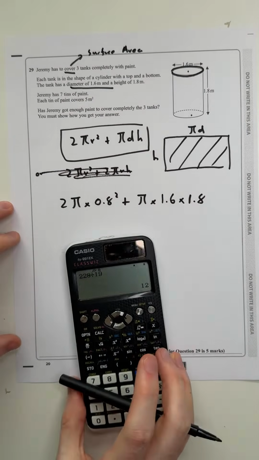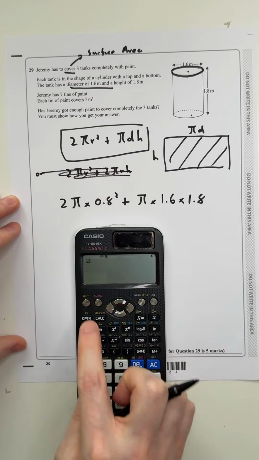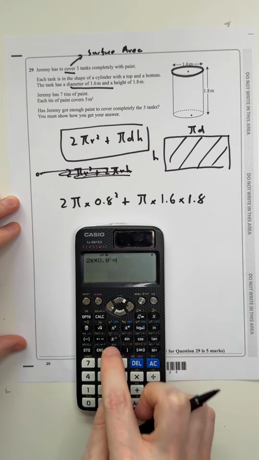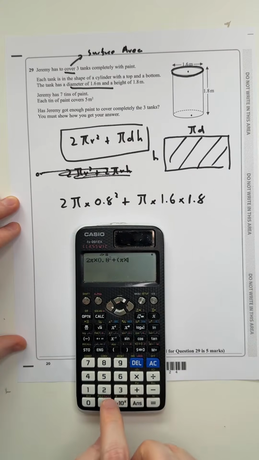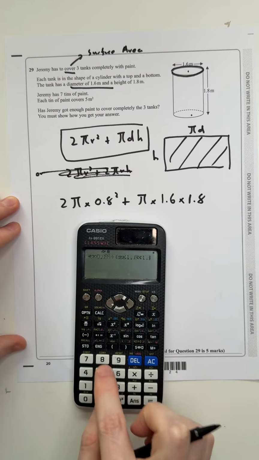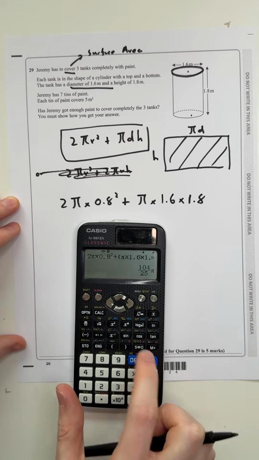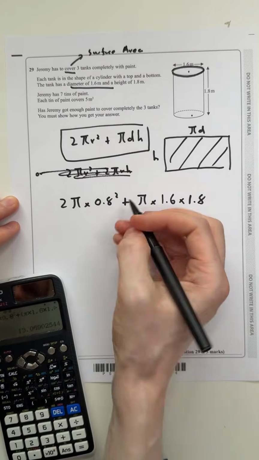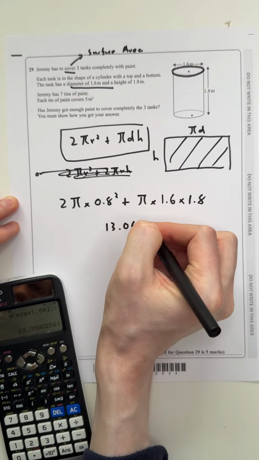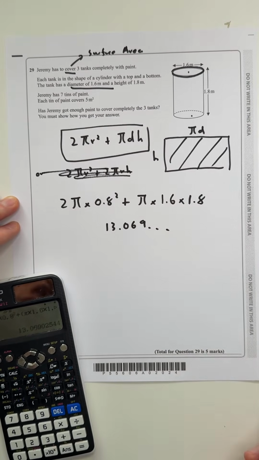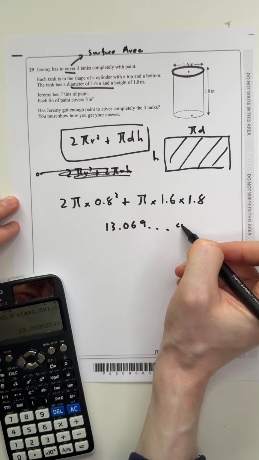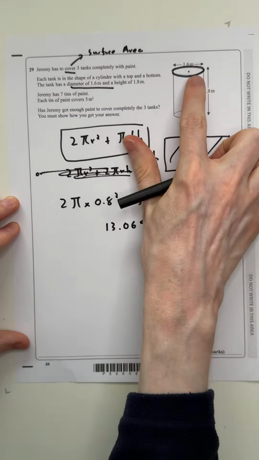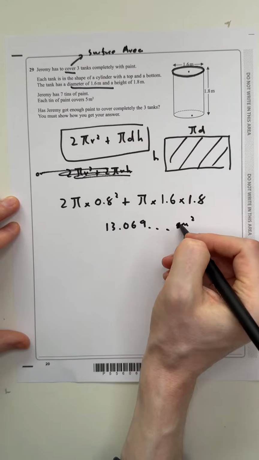Into your calculator, we can just type it all in. So we've got 2 pi times 0.8 squared, plus pi times 1.6 times 1.8. Press equals, press SD, and that comes to 13.069, etc. You should copy the full number and only round at the end. That will be in meters squared, as the lengths are in meters, so the surface area will be the unit squared.